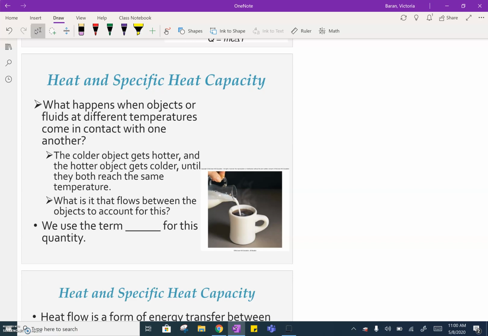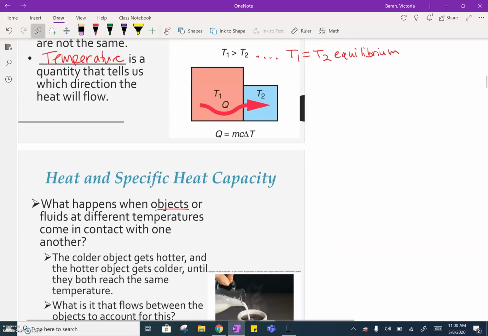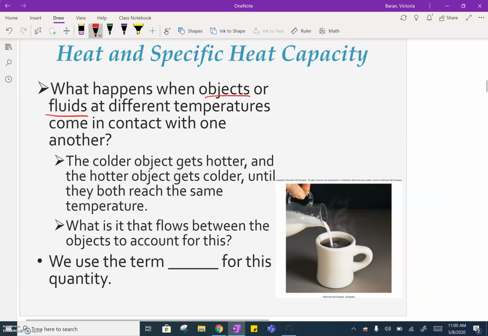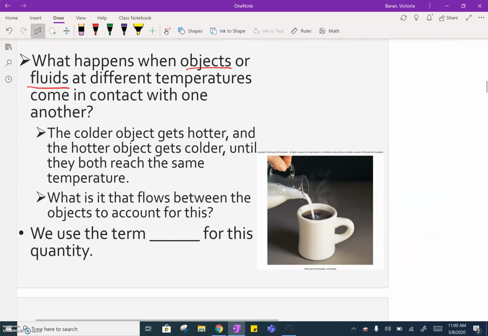So again, what happens when objects, and we could be talking about physical objects like solid objects, or you can actually discuss this in terms of fluids, something that's a liquid as well, that are at different temperatures come in contact with one another? The colder object will get warmer because heat is going to move from the warmer object to the colder object, from the thing that has a higher temperature to a lower temperature, until they both reach the same temperature.